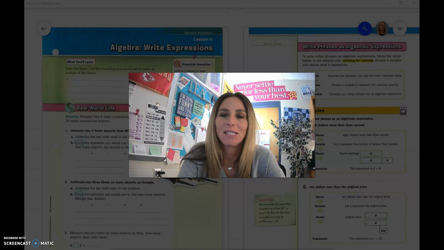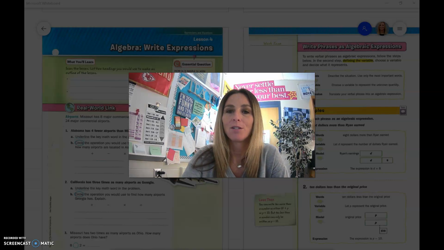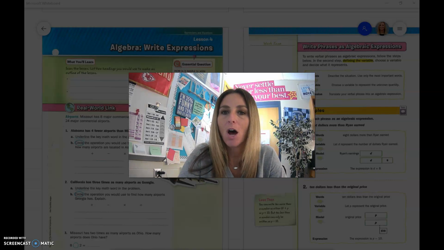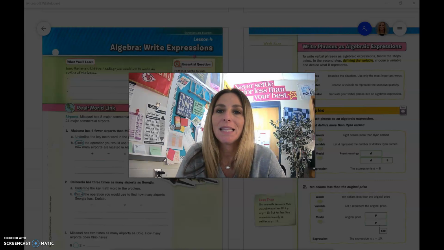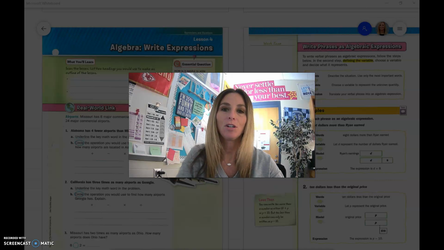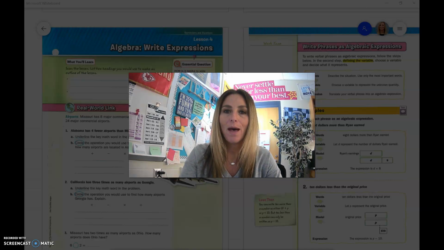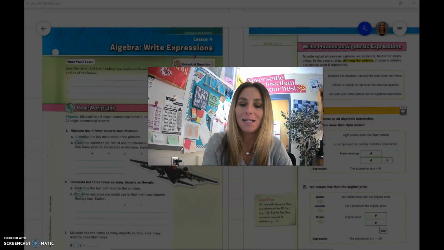All right, mathematicians, here we are, Chapter 6, Lesson 4. We are going to be looking at algebra, and we're going to learn how to write expressions based off of words. So we're going to take these words and turn them into algebraic expressions. So your book needs to be open to page 462. So go ahead and get to 462 while I set up.